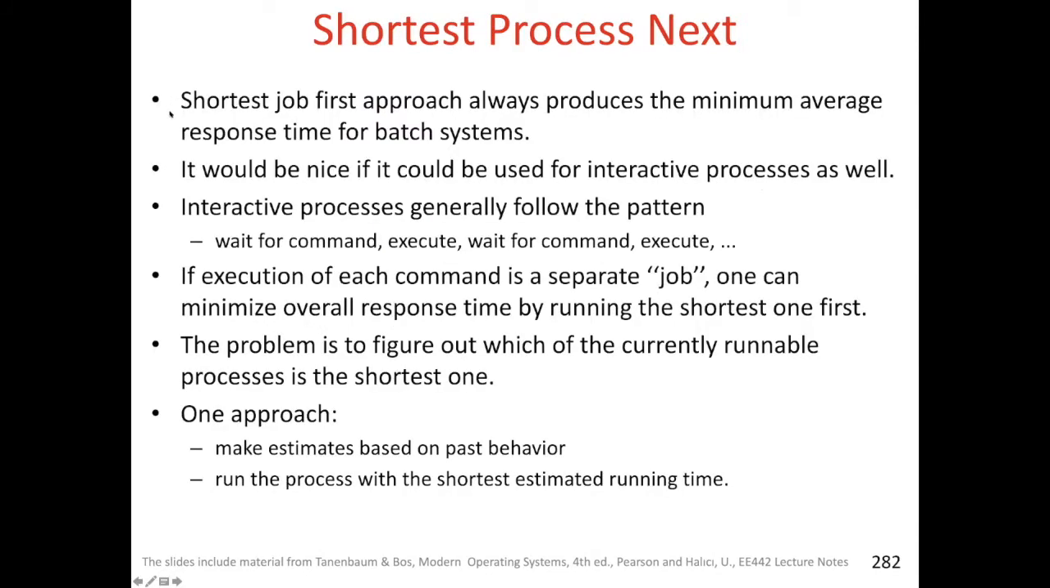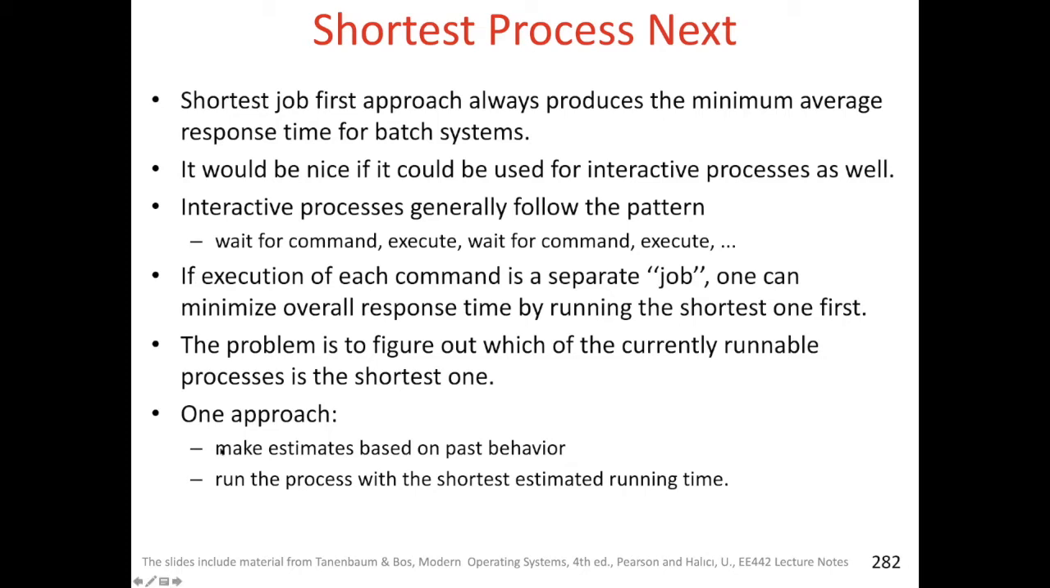Shortest job first approach always produces the minimum average response time for batch systems. It would be nice if it could be used for interactive processes as well. Interactive processes generally follow the pattern: wait for command, execute, wait for command, execute. If execution of each command is a separable job, one can minimize overall response time by running the shortest one first. The problem is to figure out which of the current runnable processes is the shortest one.